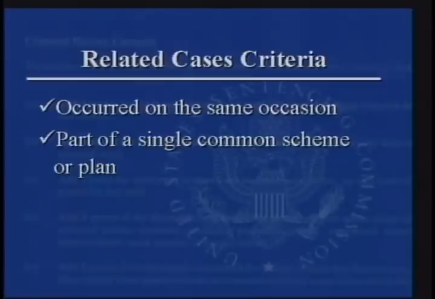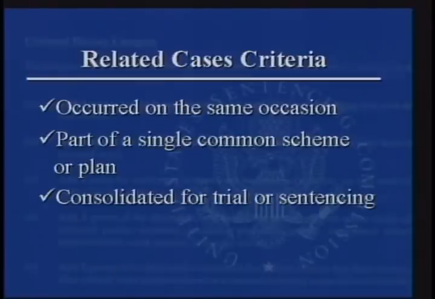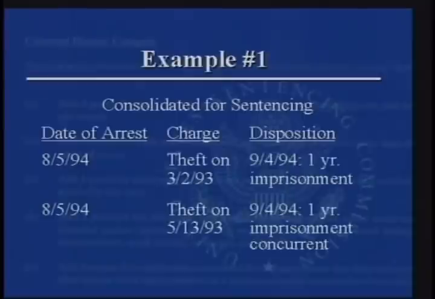First of all, if these sentences occurred on the same occasion, they may be related, or if they were part of a single common scheme or plan, or lastly, if they were consolidated for trial or sentencing, which in my experience is by far the most common reason why you'd have related cases. Now we have an example to show what we're trying to demonstrate here. Our first example are 2 cases that were consolidated for sentencing. You can see here that they were both sentenced on 9-4-94, 1 year imprisonment imposed on each.